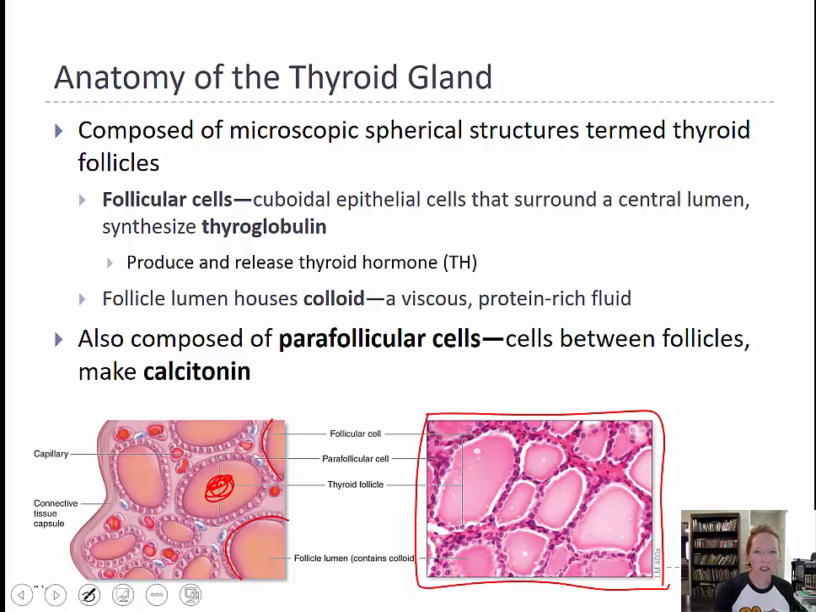On the outside of these follicular cells, you are going to have something called parafollicular cells. So in this picture, it's the little blue ones that you see. Para, of course, is going to give you the connotation that it's right next to or kind of surrounding the outside of those follicular cells.